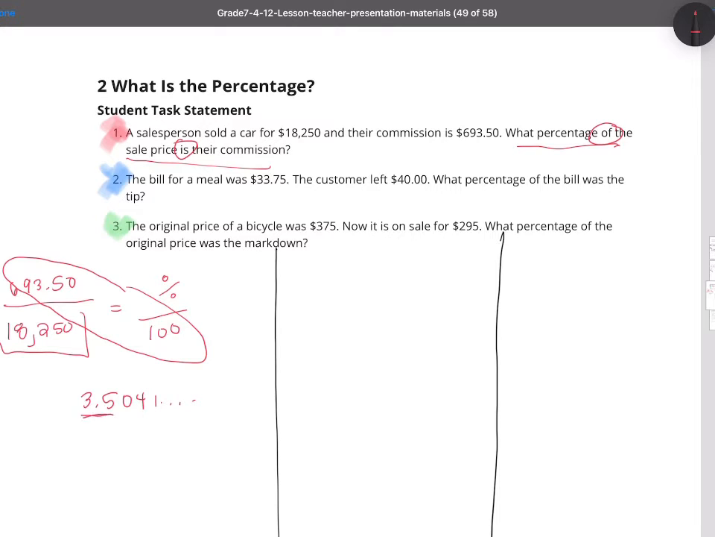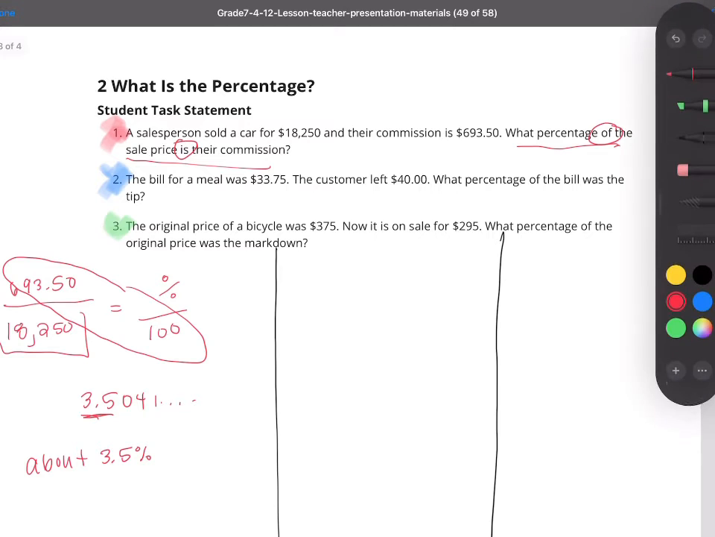And I'm going to round it to the nearest tenth. So I'm going to say about 3.5%. Okay. All right. So let's look at the next one.